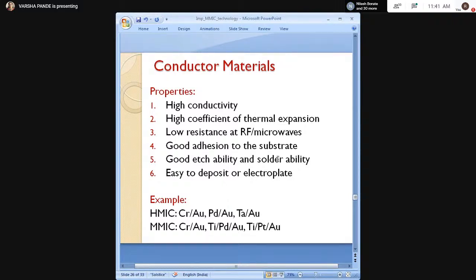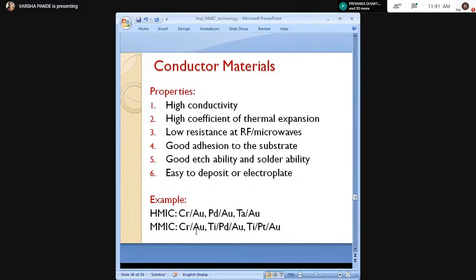Good etchability and solderability. Suppose you want to take input and output connections from these conducting materials, then it should have good solderability also, and be easy to deposit or electroplate. And these are some of the examples. Here again hybrid MICs are shown, MMICs are shown.